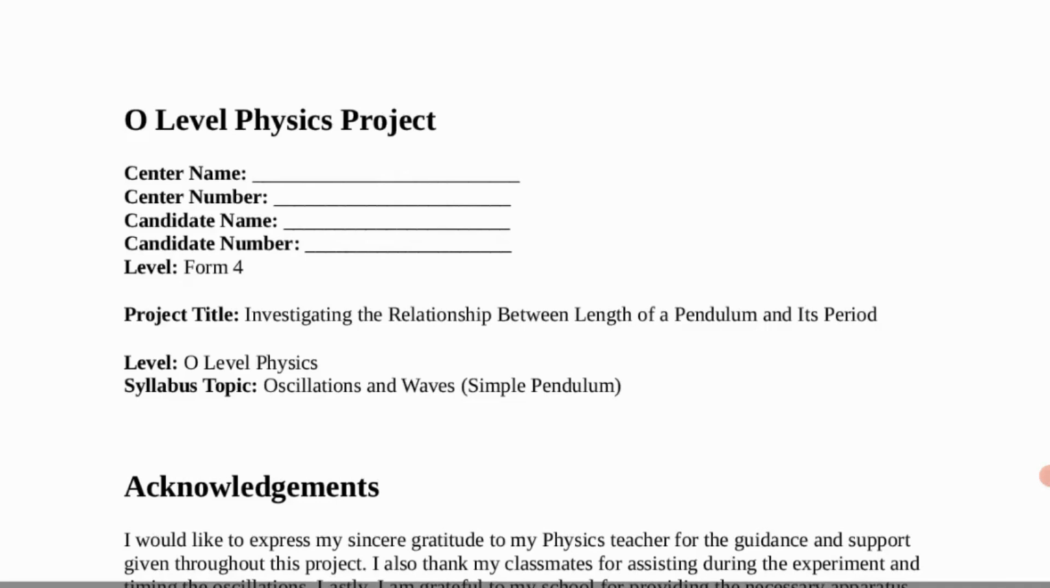Good day everyone. Today I am going to present my O-level physics project titled Investigating the Relationship Between the Length of a Pendulum and its Period.